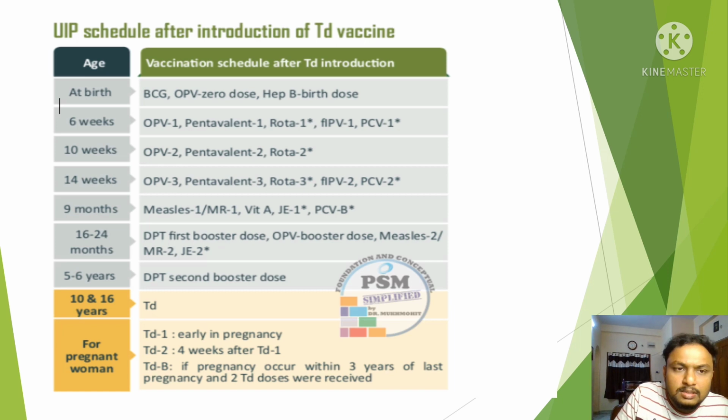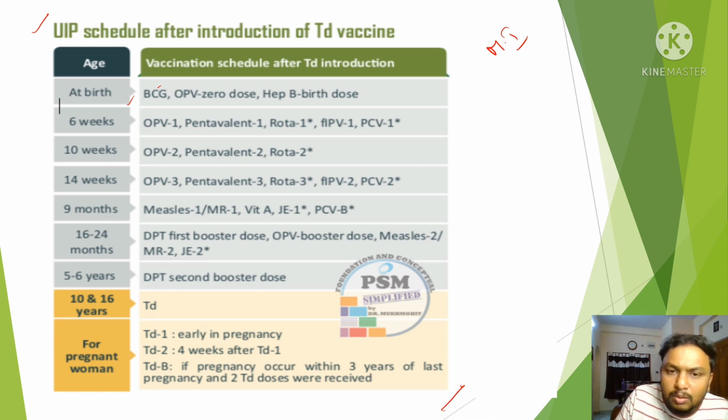So this is the universal immunization program schedule after the introduction of the TD vaccine. This is the latest vaccination schedule, and under Mission Indradhanush also we are following the same. So quickly I am giving you a revision. At birth: BCG, OPV 0 dose, and hepatitis B birth dose. At 6 weeks: OPV first, pentavalent first dose, rota vaccine first, and fractional IPV.